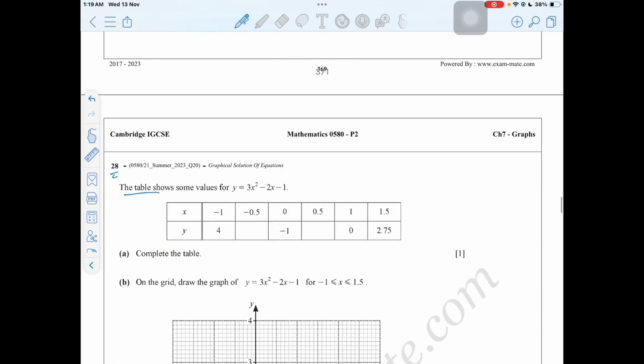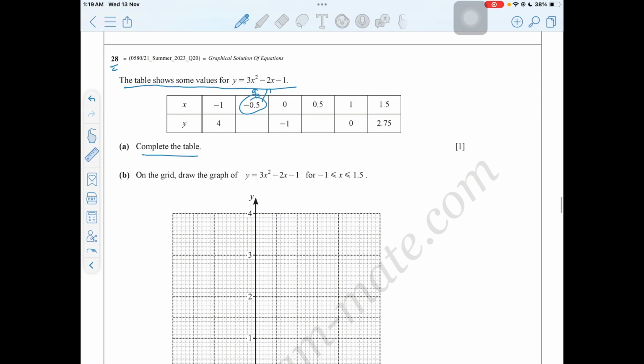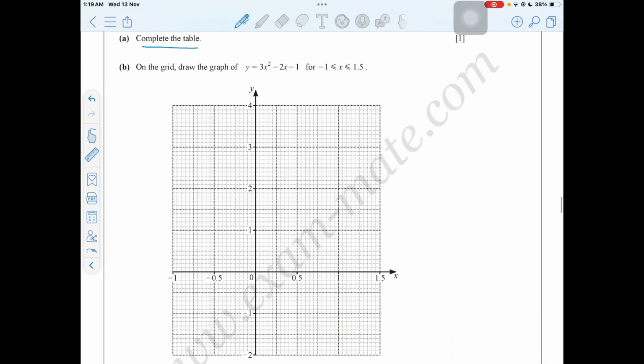Moving on, we have question number 28 where the table shows some values. Complete the table, right? So we'll plug in negative 0.5 over here and over here. So this would be 3 multiplied by 1 over 4, negative 2, and negative 1 over 2, negative 1. So this would be cancelled out. This would be positive 1, and positive 1 and negative 1 would be cancelled out. So we have 3 over 4, that is 0.75, right? And you can simply use this. We'll get the answer as negative 1.25, right? You can simply use the calculator.